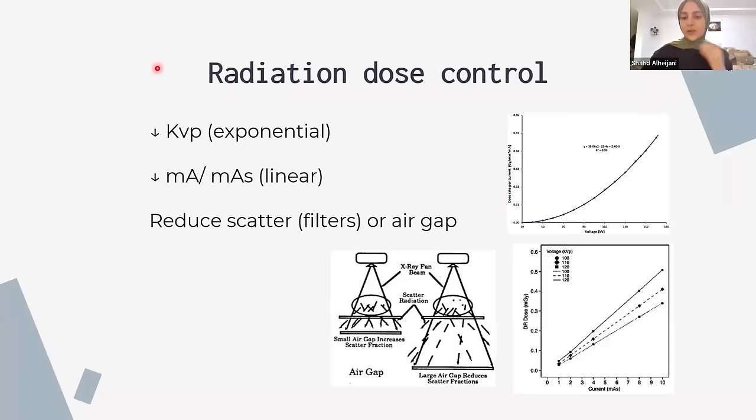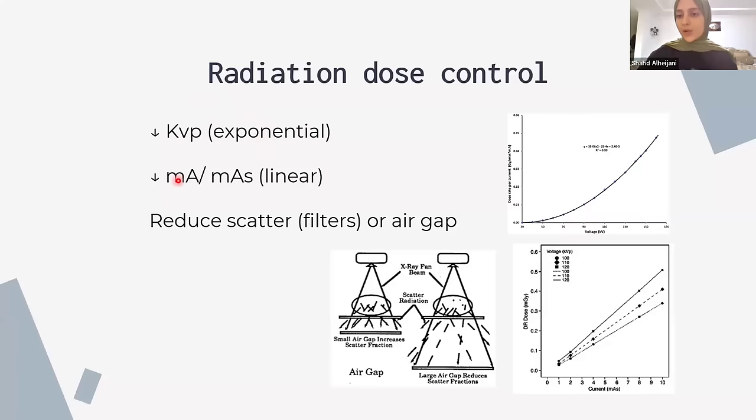We talked about this previously, so it's just a quick revision. You have a KVP. We said KVP is the amount of energy across the tube that's basically representing the voltage. So this has an exponential relationship with the dose. This is the graph, for example. Doubling the voltage will give you four times the dose, and in that sense, decreasing the KVP by half will give you a quarter. So here you have an exponential relationship, not a linear relationship.